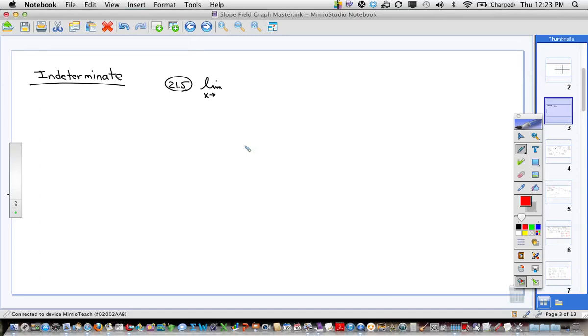What was this problem? X approaches what? 4. X squared minus 1, x squared minus 1 over x minus 4. Okay. And then, what was 19? Limit as x approaches infinity, natural log of x over x to the 2 power. Okay.